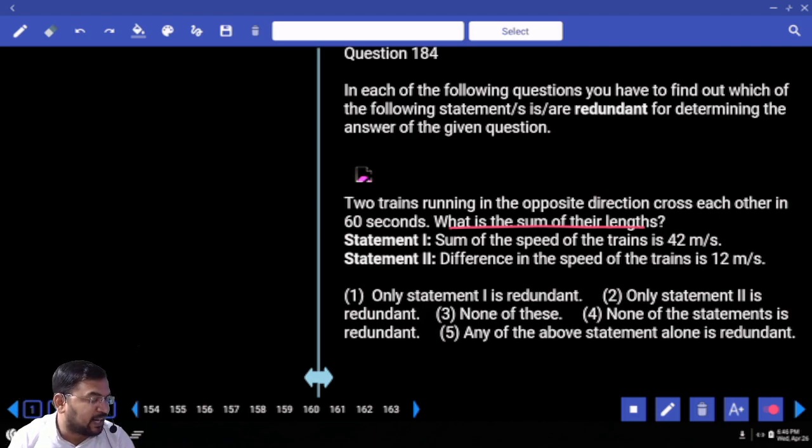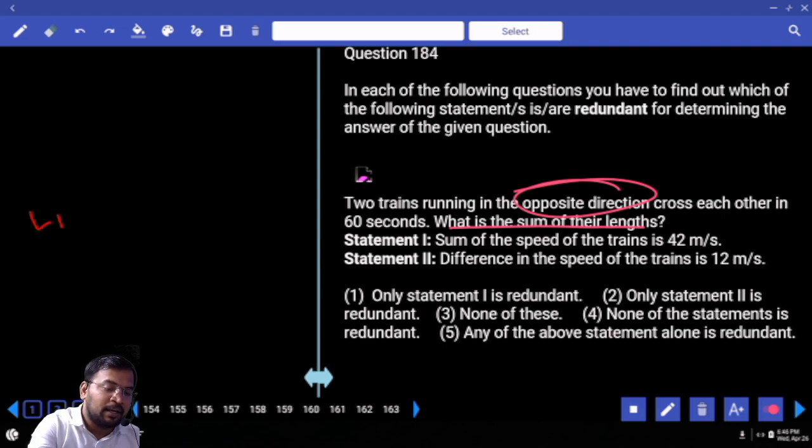We need the sum of the 2 trains' lengths, not individually. In the given data itself, some data they have given. 2 trains running in the opposite direction, that is one keyword. They cross each other in how many seconds? 60 seconds. See here, L1 plus L2.